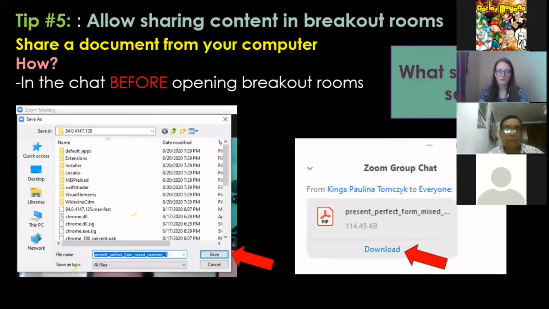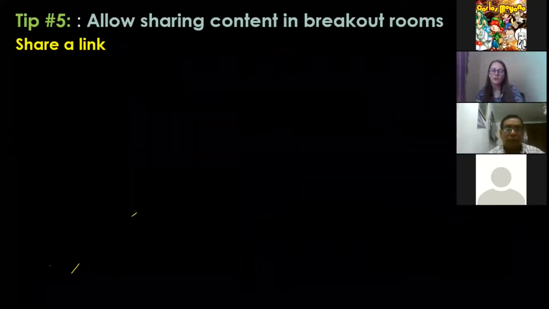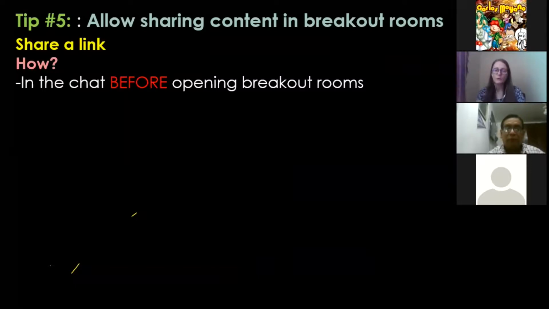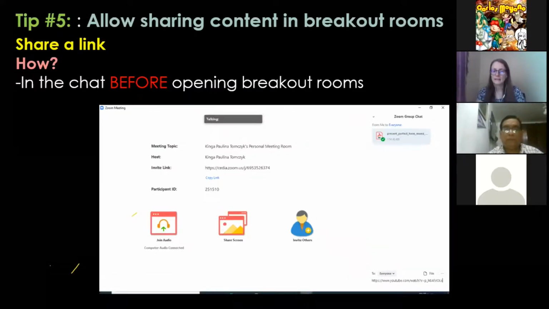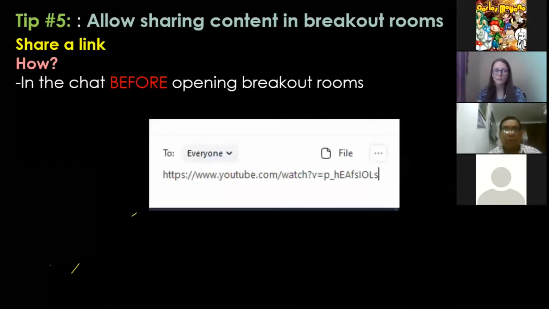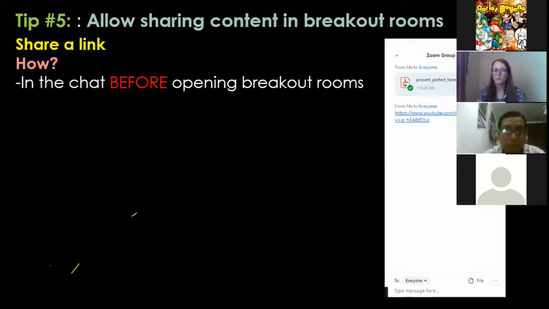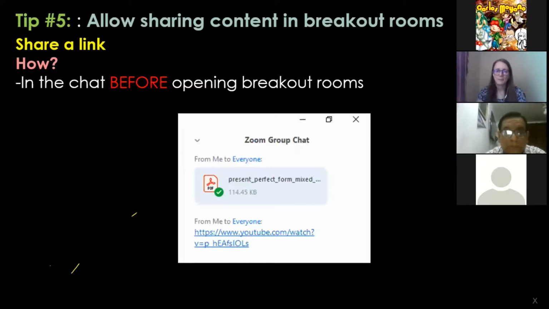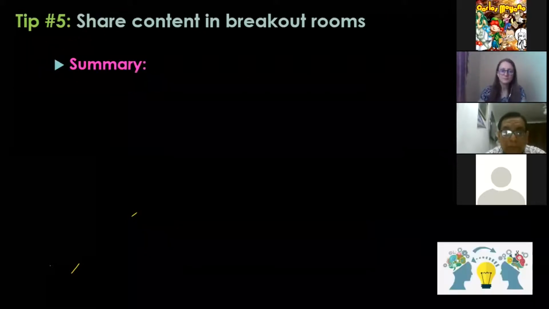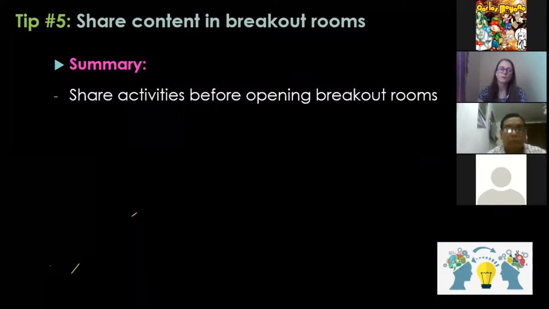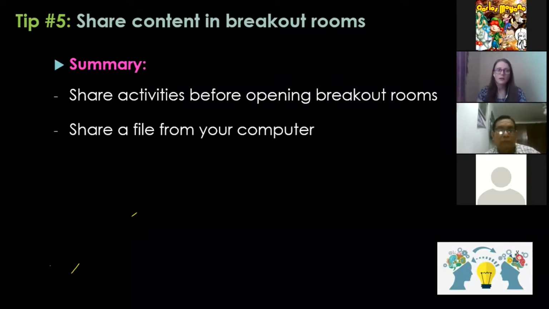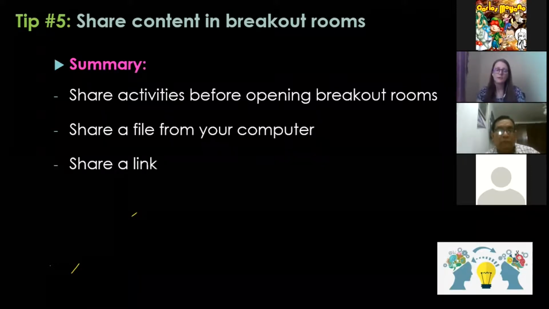There we go. So how do we share a link? Again, before we open breakout rooms, in chat, we need to either type it or paste it. There was a link from YouTube that I wanted to share. I copied it and pasted it. And when you click enter, it's there. This is very straightforward, very simple. There we go, in a bigger version. So in summary, we know now that we need to share activities before opening breakout rooms. We know how to share a file from our computers and how to share a link.